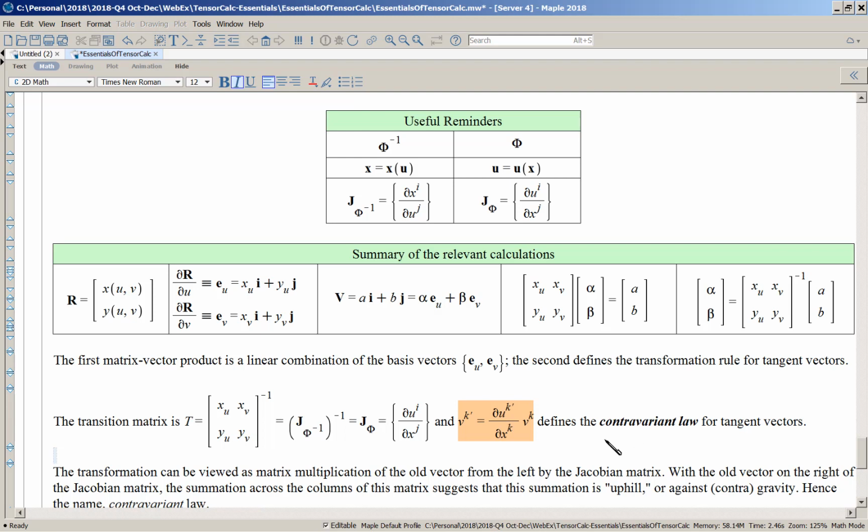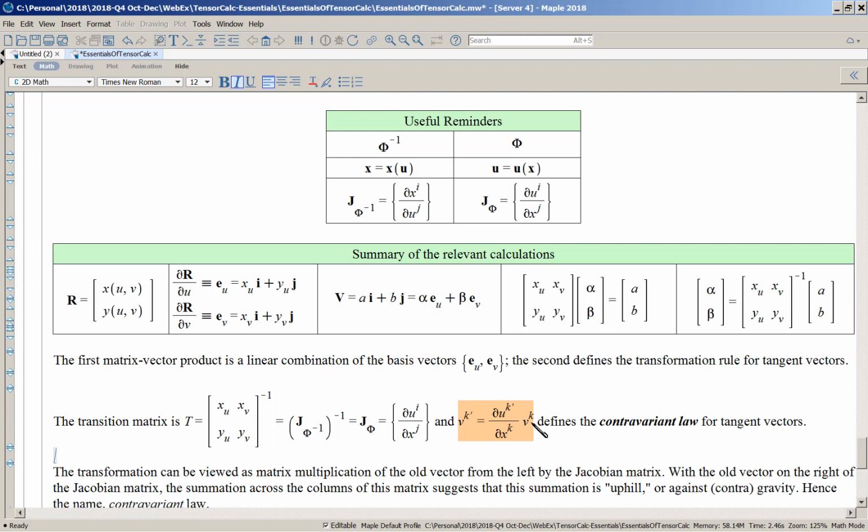Now, why is it called contravariant law? Well, I've seen explanations on the internet. Here's the explanation that one of the graduate students that I was in graduate school with came up with. Look at this matrix product. The Jacobian matrix is on the left. The vector is on the right.